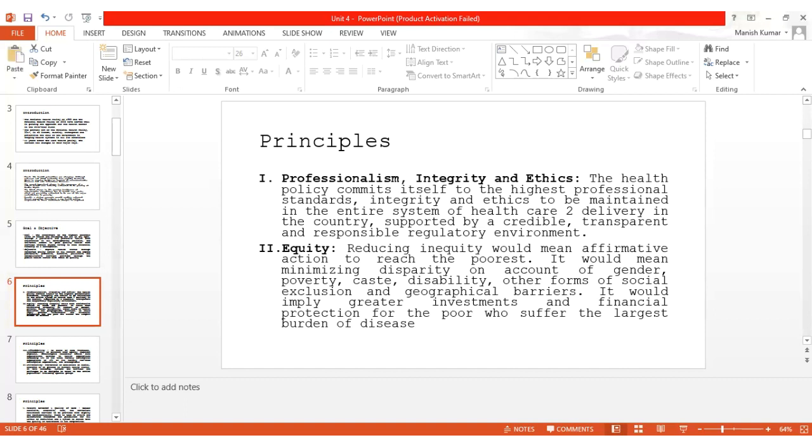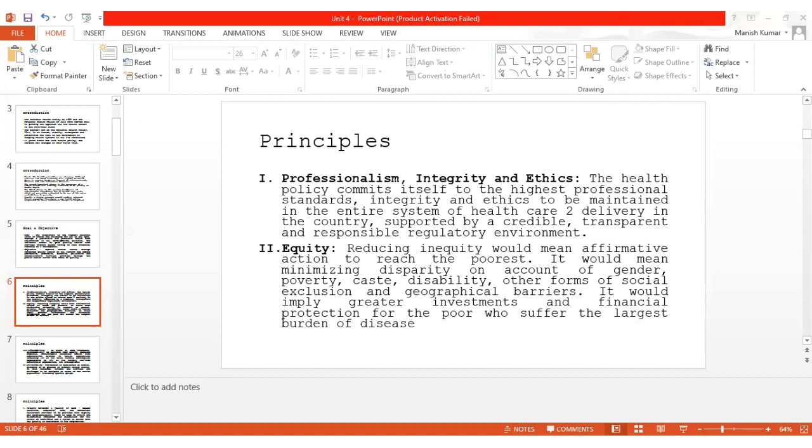So there are 10 principles, which serve as guiding principles. First is professionalism, integrity, and ethics. Second is equity. Third is affordability. Fourth is universality. Fifth is patient-centered and quality of care. Sixth is accountability. Seventh is inclusive partnership. Eighth is pluralism. Ninth is decentralization, and tenth is dynamism and adaptiveness.